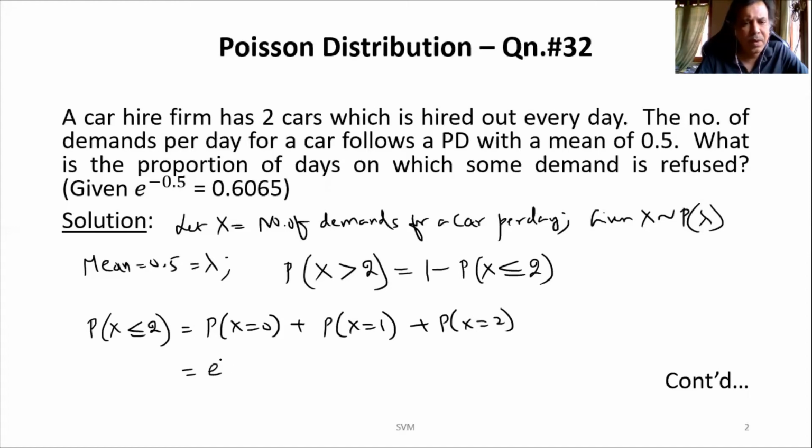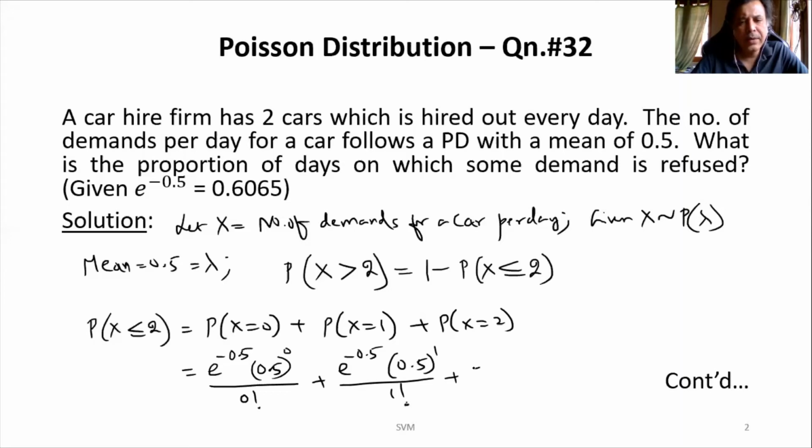So it is e to the power of minus lambda. Lambda we know it is 0.5. So 0.5. Okay. And then lambda power x. So 0.5 to the power of x. Since it is 0, I will have to put 0 divided by 0 factorial. Then here, same e to the power of minus 0.5. Then 0.5 to the power of 1, and then I will have to divide it by 1 factorial. Then here, e to the power of minus 0.5, then 0.5 to the power of 2 divided by 2 factorial, right?